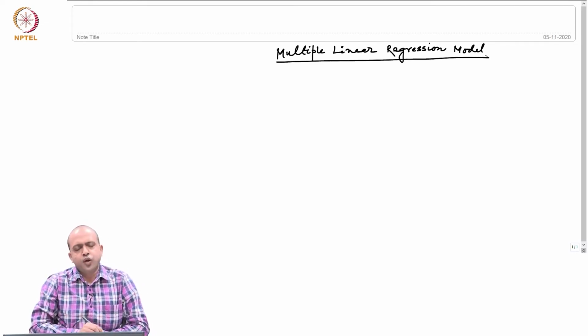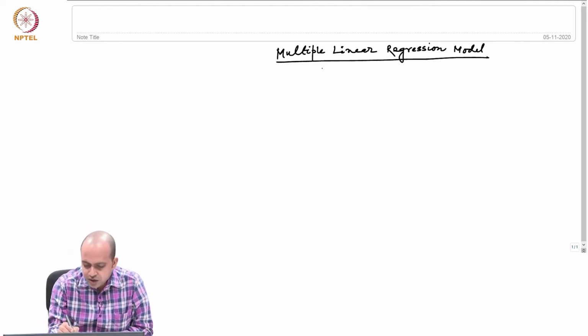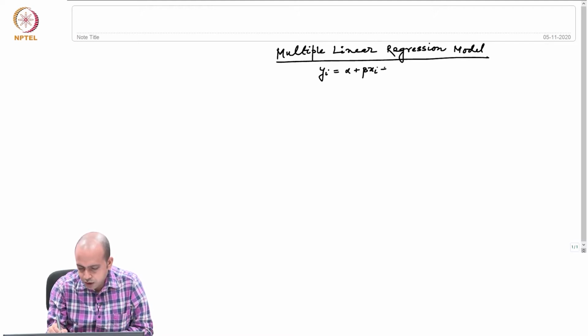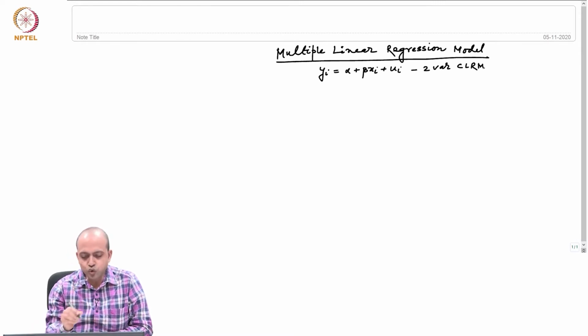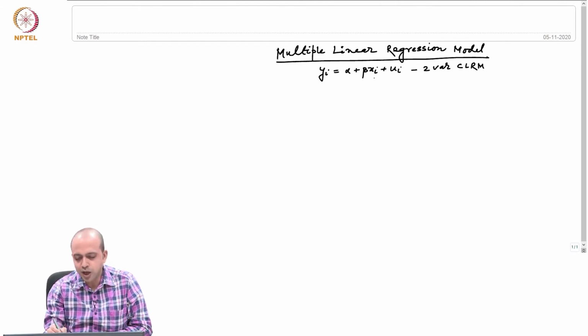Now, so far, whatever econometric models we have discussed are called two variable linear regression models. What does it mean? That means our model was something like this: yi equals alpha plus beta xi plus ui. This is called a two variable linear regression model, or you can write two variable CLRM, classical linear regression model. Why is this called two variable? Because you have one dependent variable and one independent variable. That is why it is called a two variable linear regression model, right?